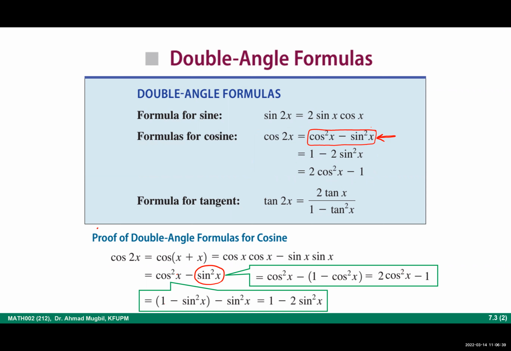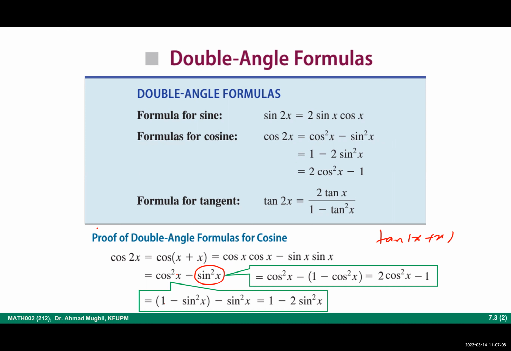For tangent, you can prove it by the same idea. How do we show this? Tan of x plus x, just use the addition formula. You can find it easily. It will be tan x plus tan x over 1 minus tan x times tan x. So these are the main formulas, guys. 3 main formulas that we have here. And if you forget them, what you can do is obtain them from the addition formula.